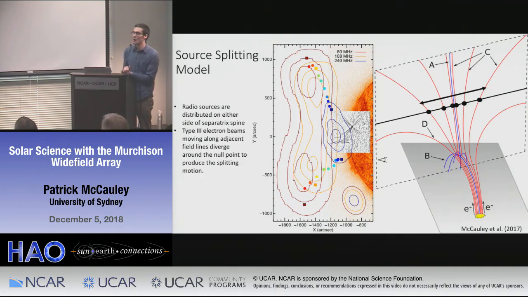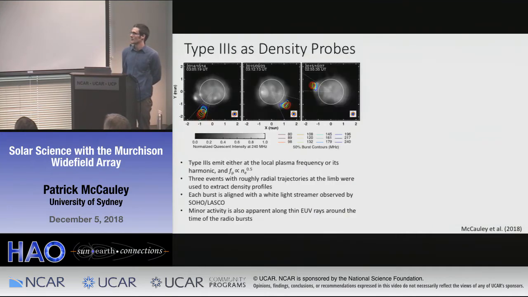Okay, so that's all I'm going to say about this project. Now I'll say a little bit about using Type 3 bursts to probe the density structure of the corona. So I've already mentioned that the emission mechanism, the plasma emission mechanism, is very intimately tied to the background density. So you get radio emission at a frequency that is proportional to the square root of the density.